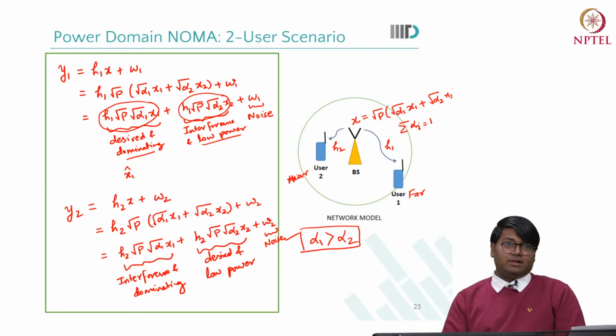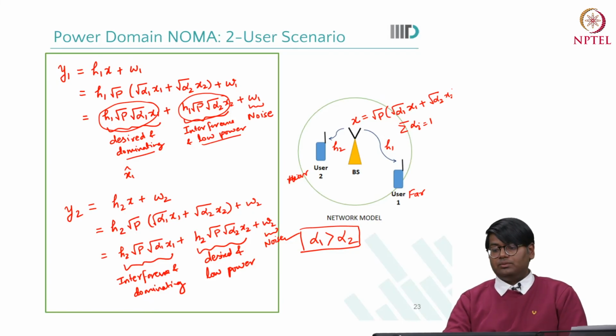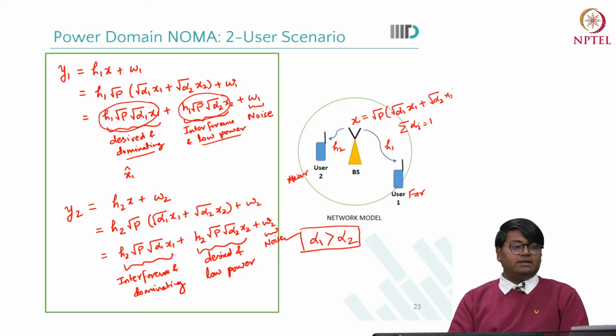So what we can conclude here is that user 2 must perform what we call successive interference cancellation, SIC decoding. Before decoding its own signal, user 2, the near user, has to perform the SIC decoding, and this successive interference cancellation is carried out as follows. Your y2 is directly decoded to obtain the message signal x1, or rather an estimate of x1. First we obtain the estimate of message signal x1 from y2, then we subtract this estimate from y2.